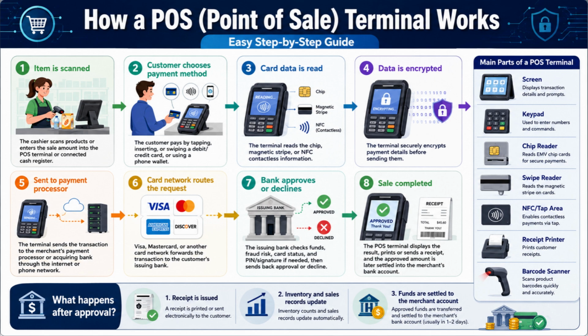So, in simple words, a POS terminal works by scanning the sale, reading the payment method, encrypting the data, sending it for bank approval, completing the sale, issuing a receipt, updating records, and later settling the money to the merchant.